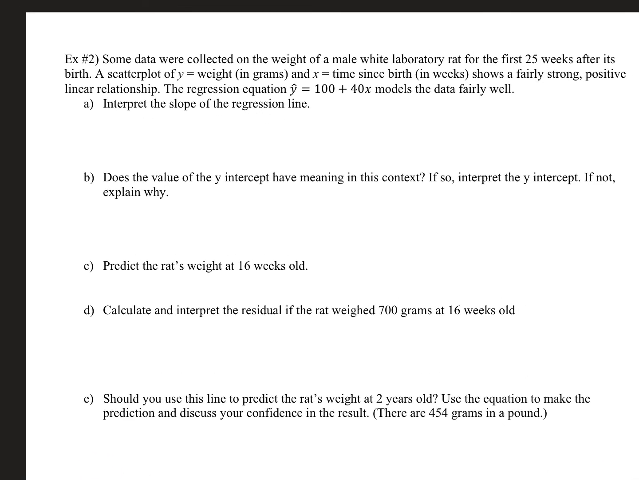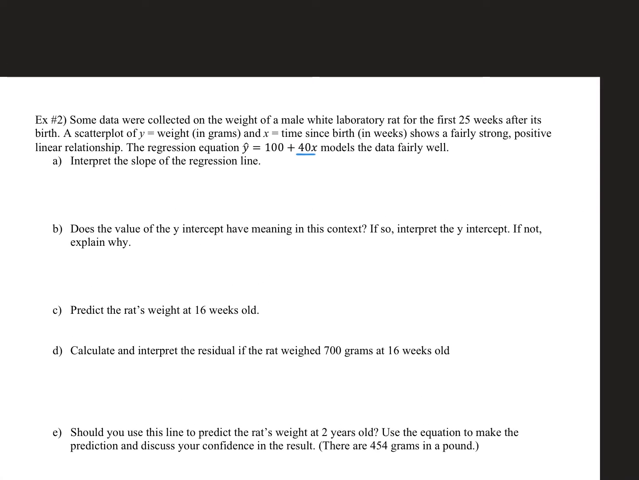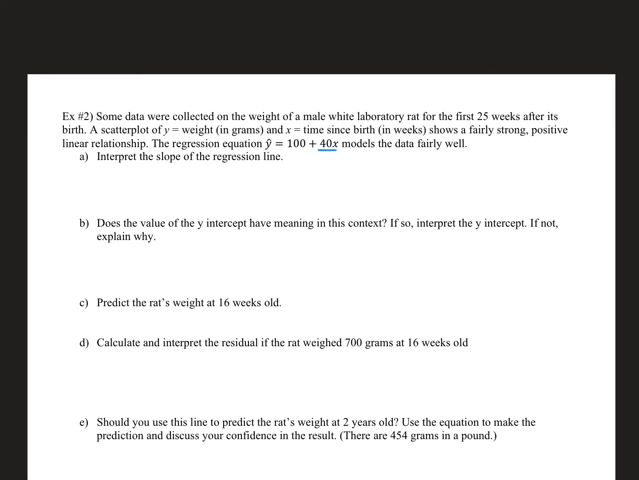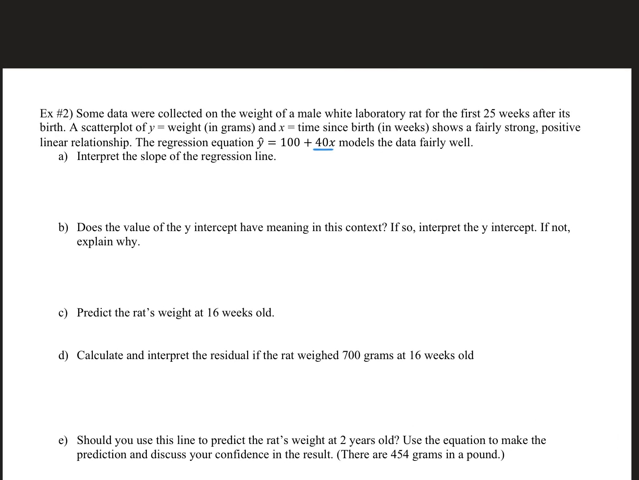Okay, you can pause it, try to think about it yourself. So the slope right here is 40. And so let's go ahead and think about what the response value and everything is. So y hat is the predicted weight, the predicted weight in grams, it looks like. And x is going to be the number of weeks.